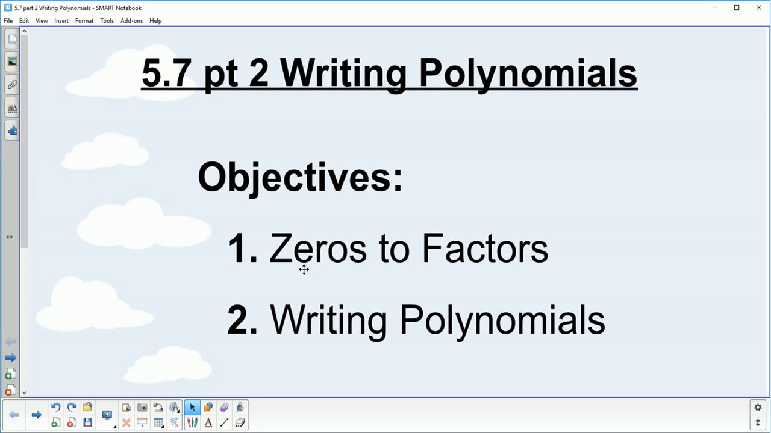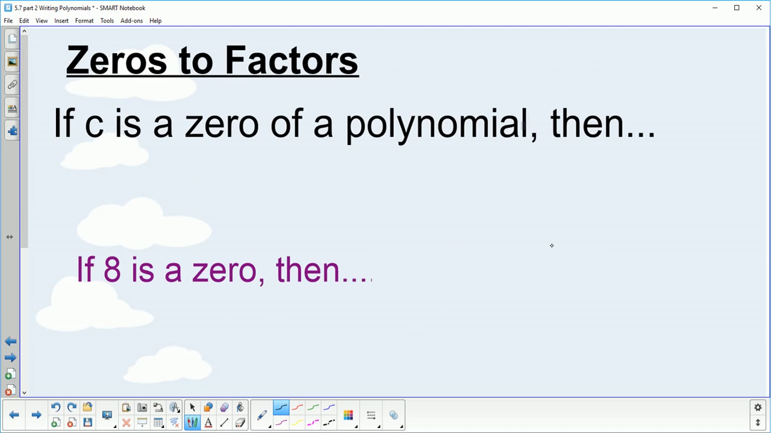Before, you were given a polynomial and we found the zeros, and then those kind of helped us with the factors. We did like synthetic division, we looked at our graphs a little bit. Today I'm going to give you the zeros, we're going to write the factors, and then use those factors to write our polynomials. Okay, so it's the opposite of Part 1.